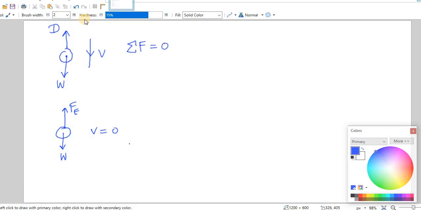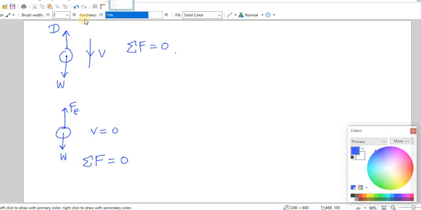Here also the resultant force is 0, and that's why it is stationary. Remember Newton's first law: an object should be moving with uniform velocity or be stationary if the resultant force is 0. I mean, Newton's first law is actually saying if that object is stationary, it will remain stationary.